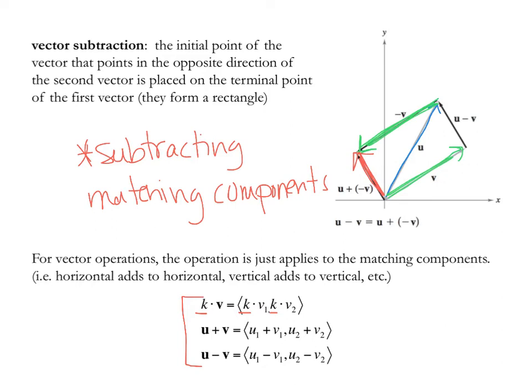If we're adding, we're going to add the first parts of each vector together and then the second parts of each vector together. And if we're subtracting, we subtract the first parts, which would be the horizontal parts, and subtract the second parts, which would be the vertical parts.